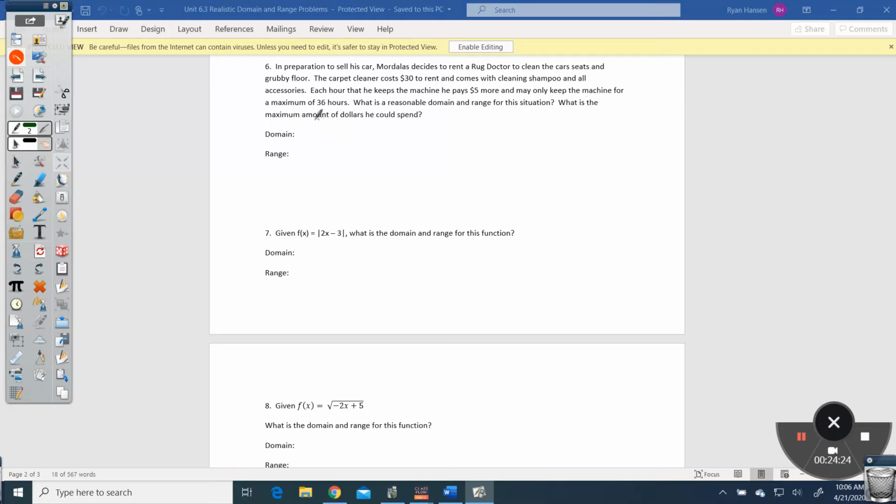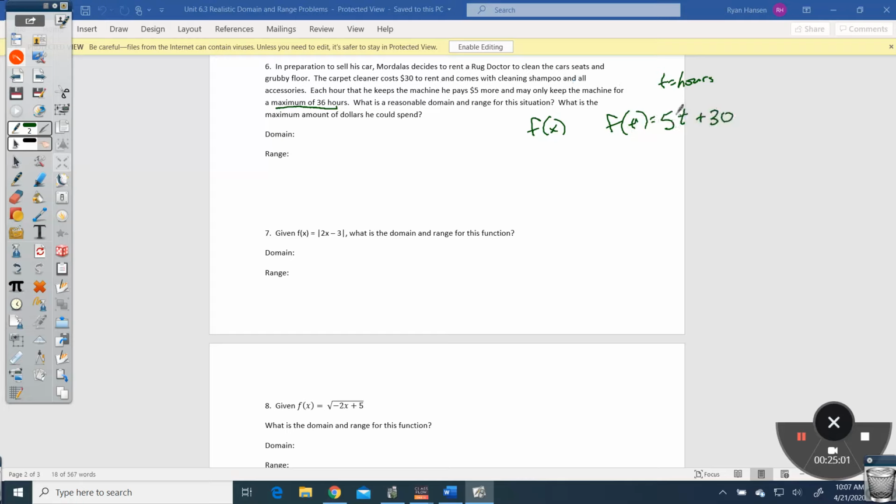So thinking about this, he can keep this for a maximum of 36 hours. So we could come up with an equation to model this. So really the equation would be f of x, or f of t, because we're going to put time in, equals $5 for every hour, right? So t is in hours. So each hour that he keeps the machine, he pays $5 more, but he pays a fee of $30 to begin with.